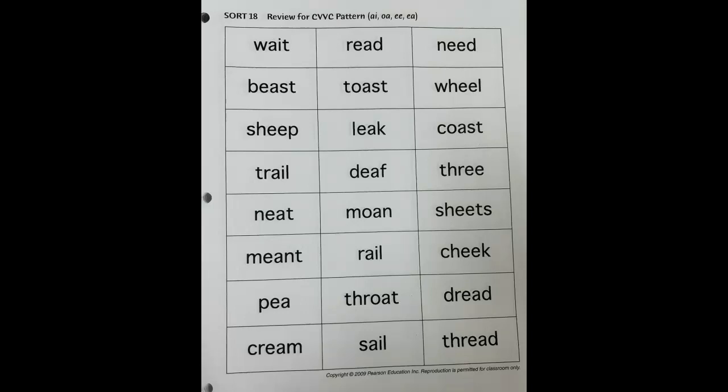I am going to start with the pattern of AI. So each one of your words has 2 vowels that are right next to each other. So this one has the AI right next to each other, and it makes the A sound. Wait. We had to wait in line. So I need the AI.